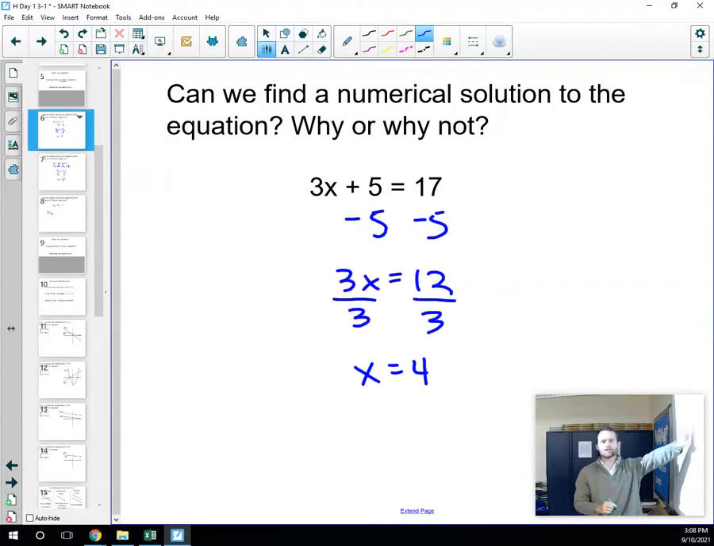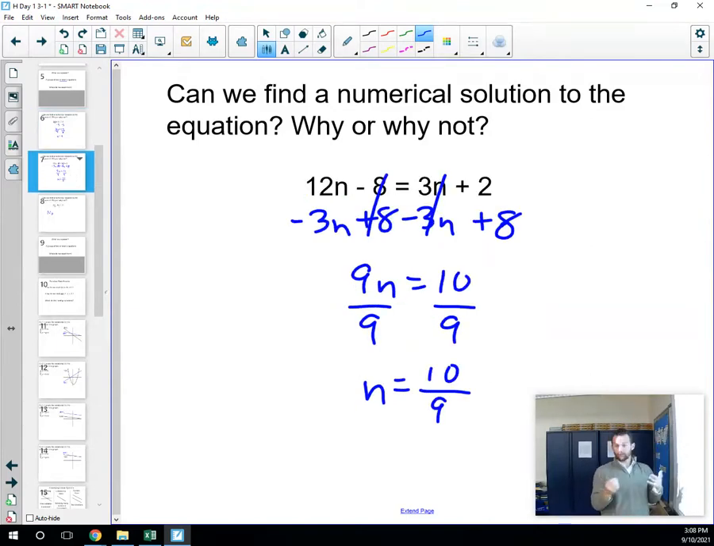So really, the answer to this question, for this one, yes, we could find a numerical solution because there was only one variable. This one, yeah, we could find a numerical solution because it may look like there's two variables, but they're the same variable.